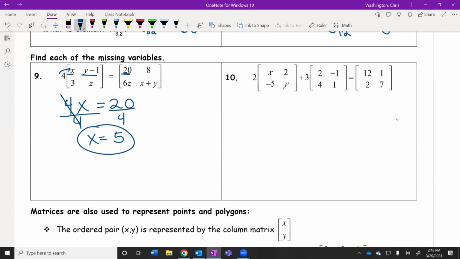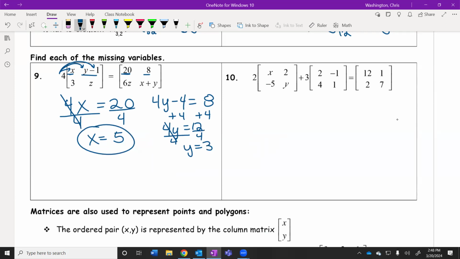We got y minus 1 and 8 in corresponding positions. That does not mean y minus 1 equals 8, because we got this scalar out front. So we need to distribute this 4 to the y and the -1. So we get 4y minus 4 equals 8. So we distributed the 4 to the y minus 1, multiplied it by both of those. So 4y minus 4 equals 8. We can add 4 to both sides. So we get 4y equals 12. And then divide by 4 on both sides. And we get y equals 3.